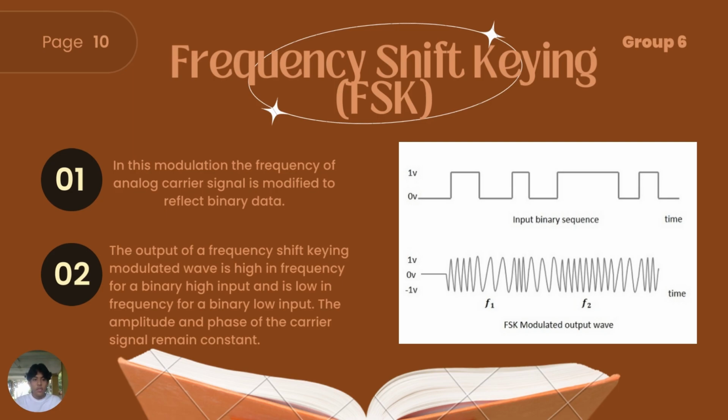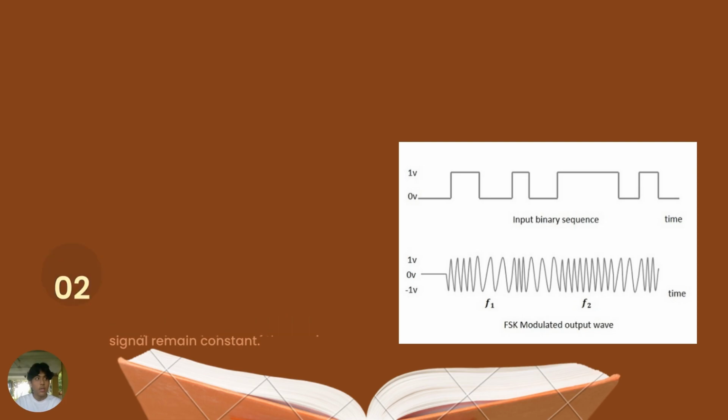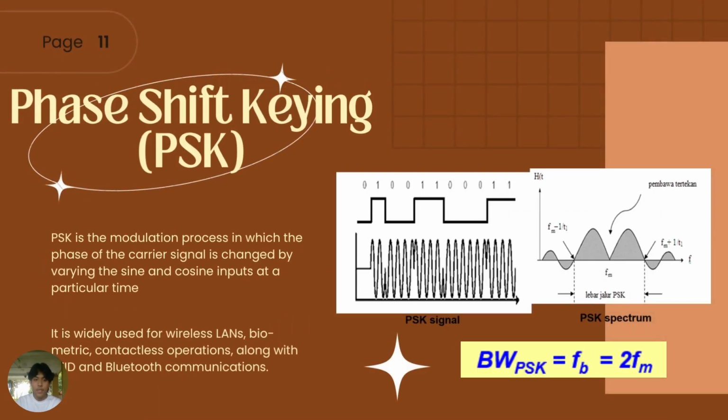The second one is frequency shift keying, where an analog carrier signal is modified to reflect binary data, similar to amplitude shift keying. The last one is phase shift keying, PSK. PSK is the modulation process where the phase of the carrier signal is changed by varying the sine and cosine inputs at a particular time. Here is the formula for bandwidth of PSK, which equals 2 fm.